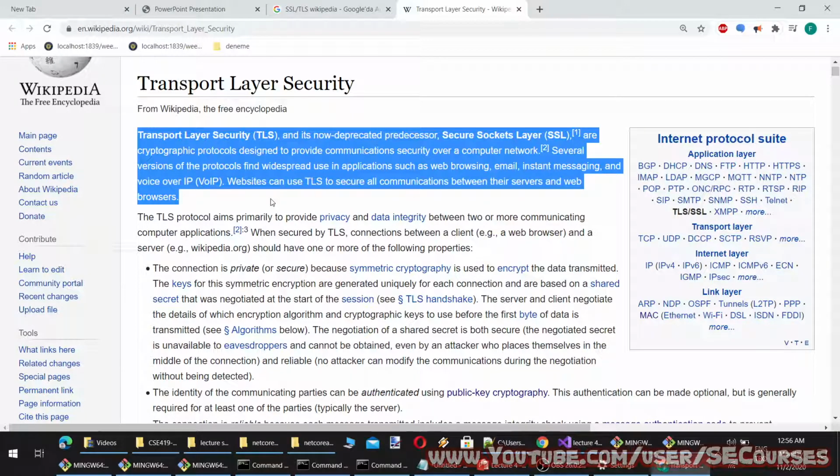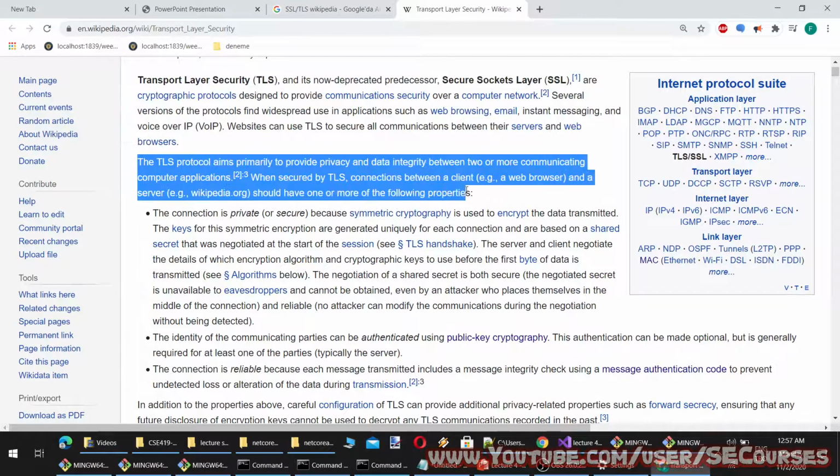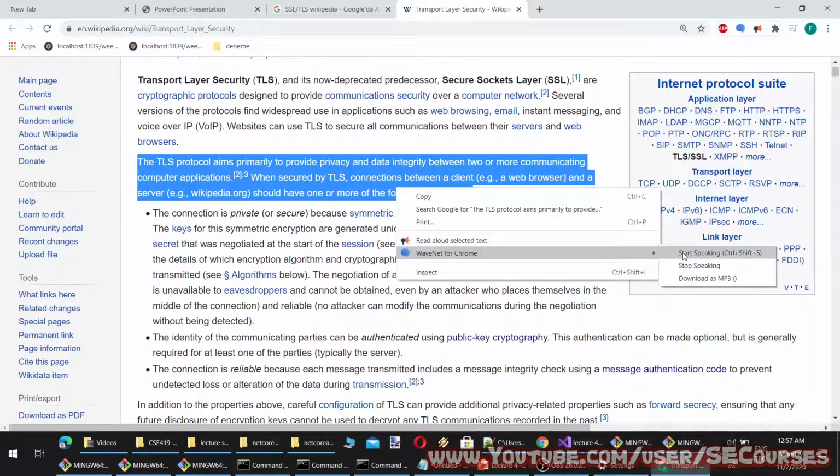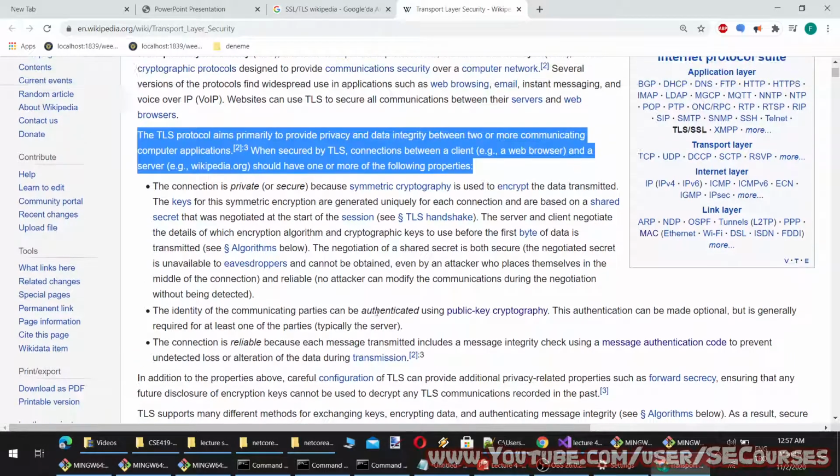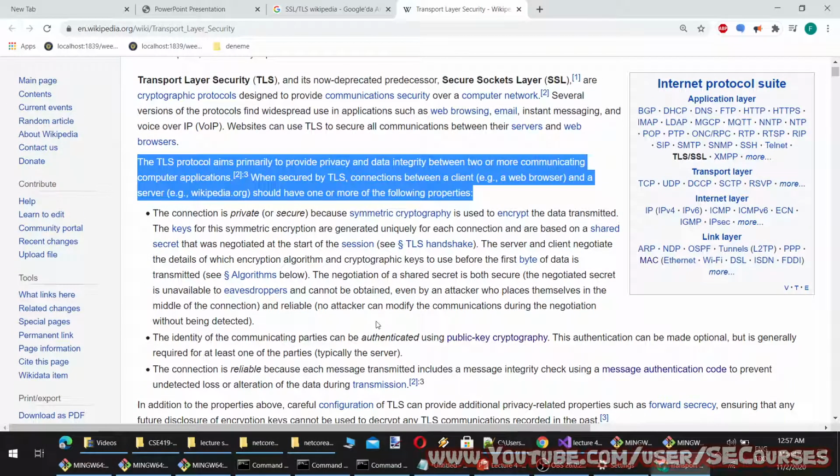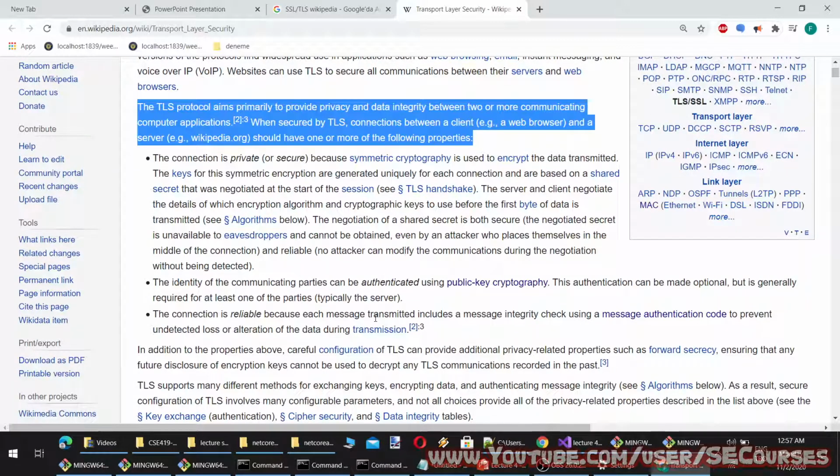Transport Layer Security (TLS) and its now deprecated predecessor, Secure Sockets Layer (SSL), are cryptographic protocols designed to provide communication security over a computer network. Several versions of the protocols find widespread use in applications such as web browsing, email, instant messaging, and voice over IP (VoIP). Websites can use TLS to secure all communications between their servers and web browsers.